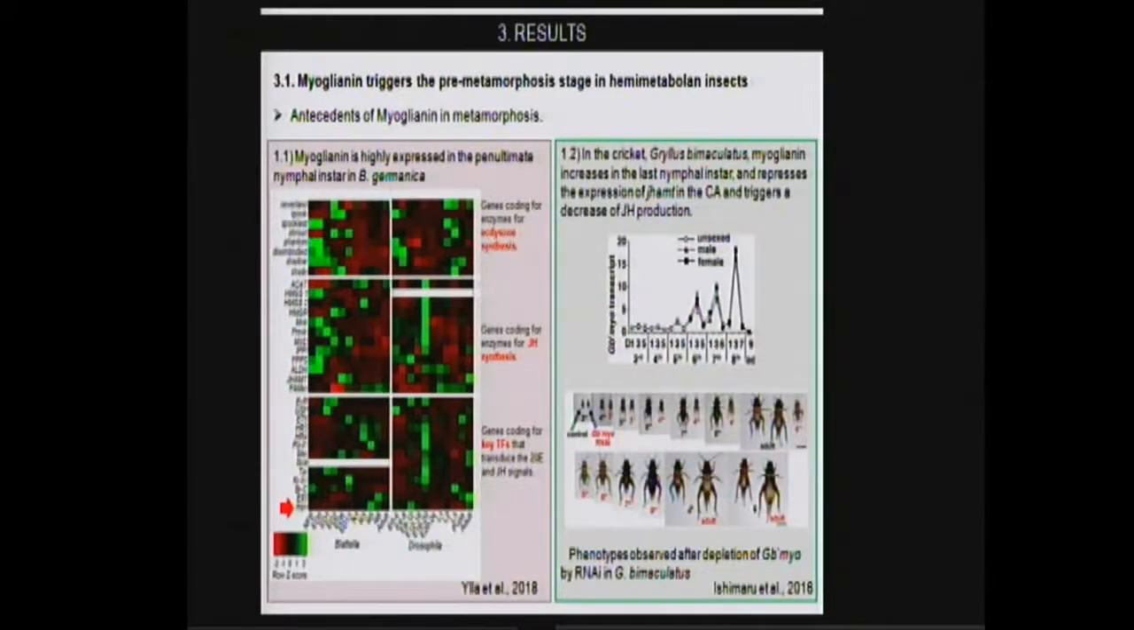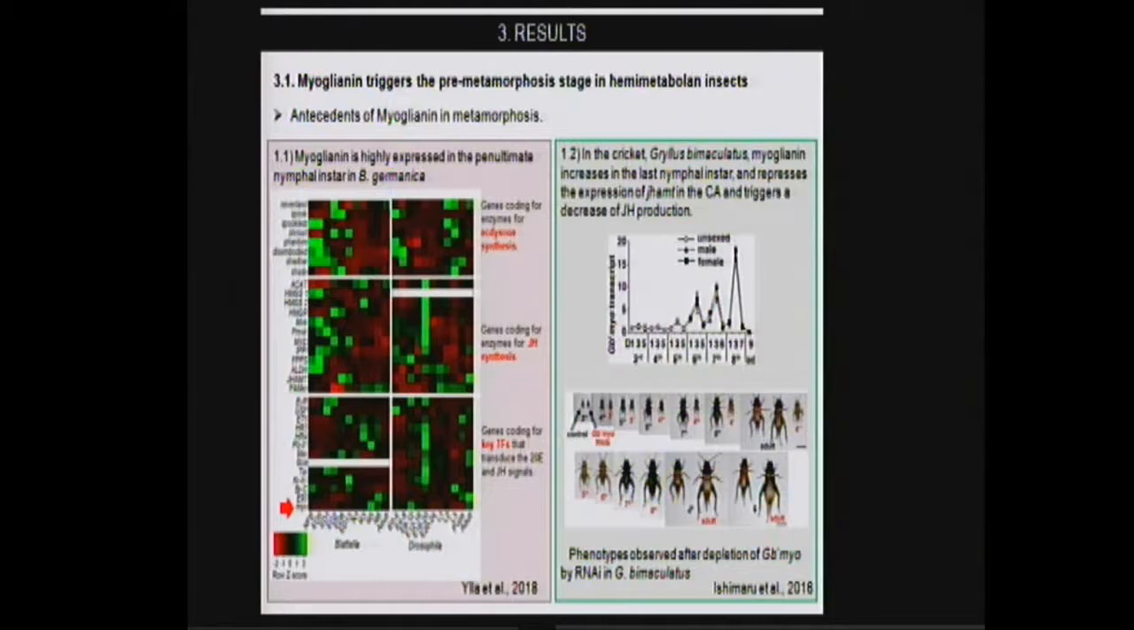The first question that we had when we started this project was the mechanism that caused the reduction of juvenile hormone production at the beginning of the last nymphal instar in Blattella germanica. From our transcriptomic data, we found that myoclonine, which is a ligand of the transforming growth factor family in the activin branch, is highly expressed during the penultimate nymphal instar. So that's why we thought this gene should play some role in this context.